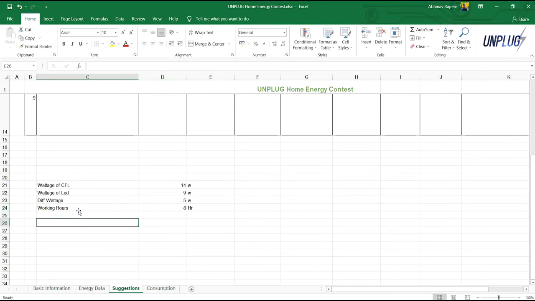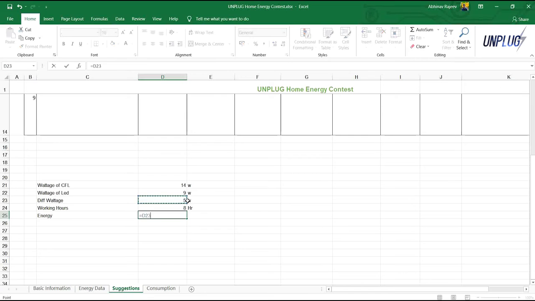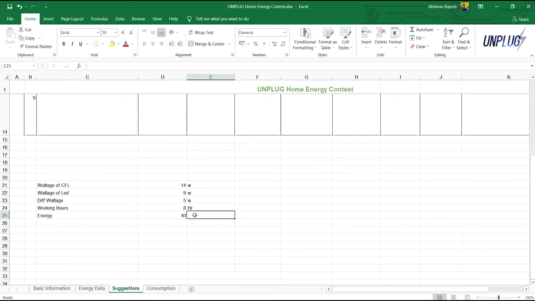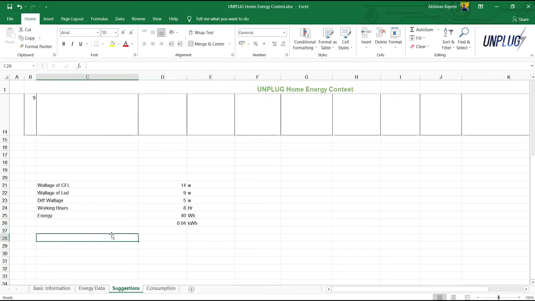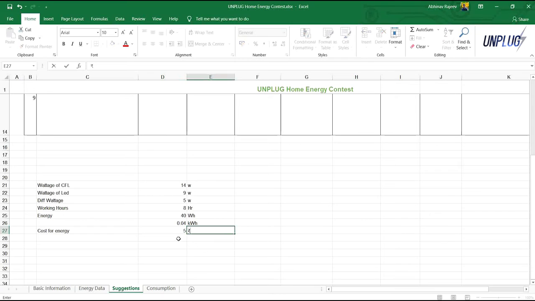8 hours. So the energy saved for those 8 hours with an LED bulb is equal to this one into this one. This many watt hours, right? Which is equal to again this divided by this many kilowatt hours, right? So what is the price for energy? Back here in Kerala, it would be around 5 rupees. You can recheck that, okay? So what is the total amount?